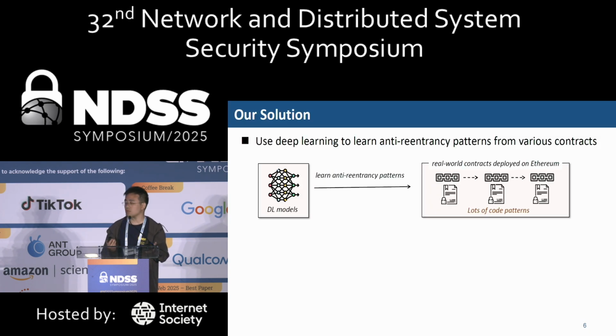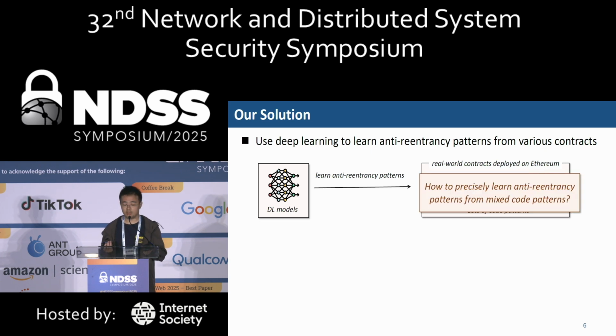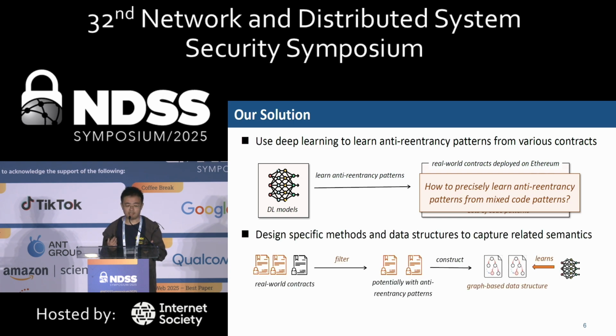Our solution relies on deep learning models to automatically learn anti-reentrancy patterns from lots of real-world Ethereum smart contracts. In practice, smart contracts may contain various code patterns, not just anti-reentrancy patterns. So how can we precisely learn anti-reentrancy patterns from those mixed patterns? Our key idea is to design a specific methodology and data structures to capture the most related semantics.